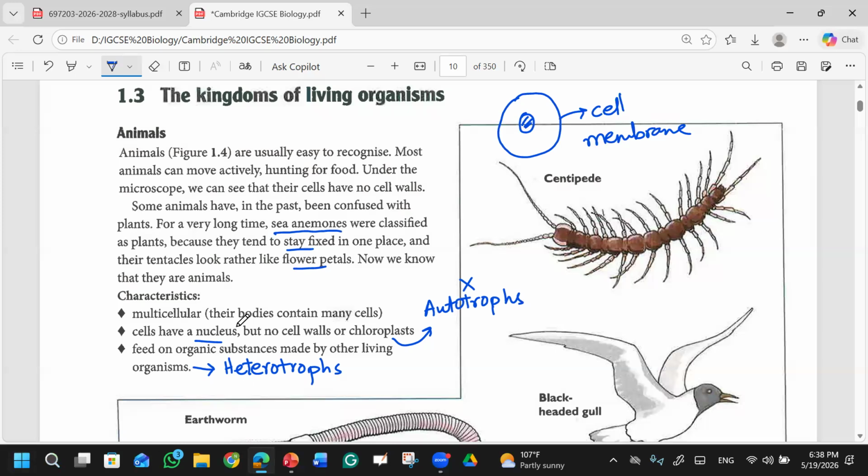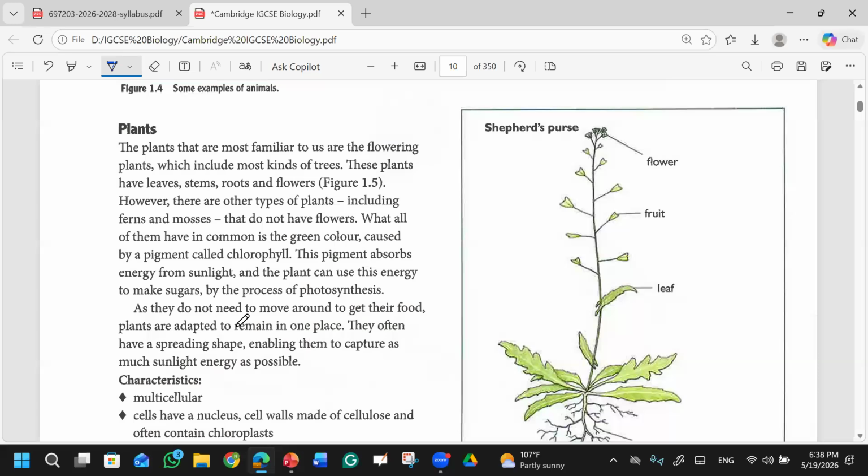Now we will look into the plants. What are some of the characteristics of plants, and how do scientists make a group for plants?